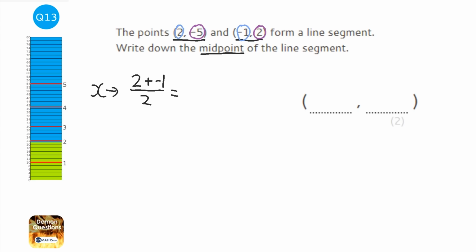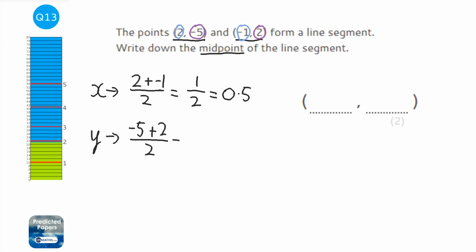So 2 plus minus 1, well 2 take away 1, because the minus will win against plus and a minus. So 2 take away 1 is 1, and divide by 2 is just going to be 0.5, or just a half. The y's, so here we've got minus 5 plus 2 over 2. Minus 5 plus 2 is minus 3 over 2, which is going to be minus 1.5. So the coordinates are 0.5, minus 1.5. And if you think about it, half is halfway between 2 and minus 1, so that makes sense. And minus 1.5 is halfway between minus 5 and 2.